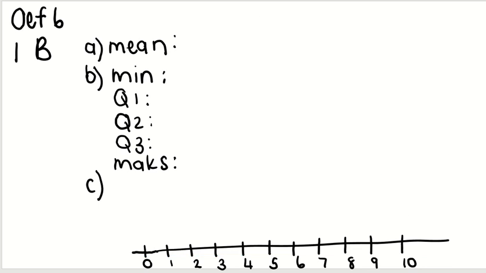Okay, now the next one, let's do it again. Okay, ons almal weet nou waar die gemiddeld vandaan kom. Wat het julle gekry as die totaal? 87. Divided by 12. And the answer is 7.5. Okay, who got that? Great.